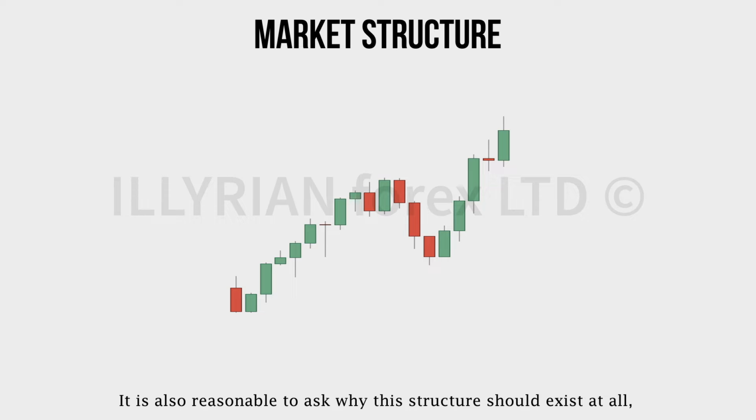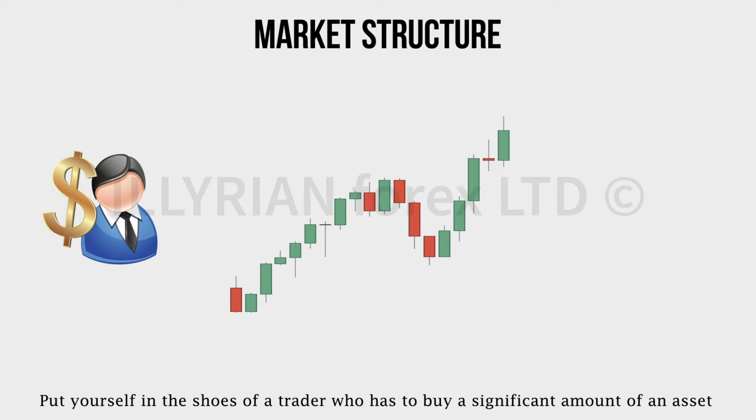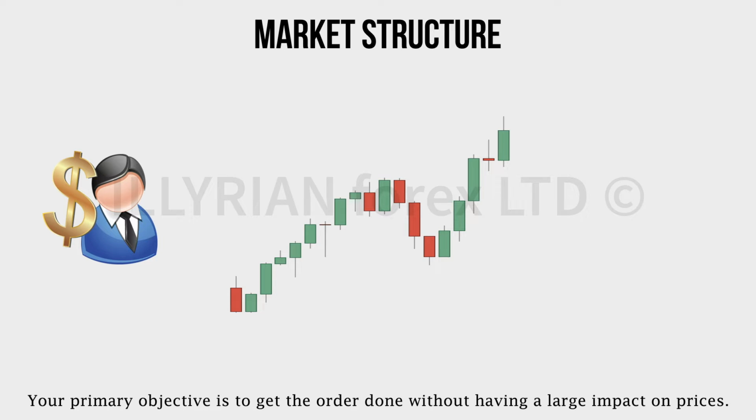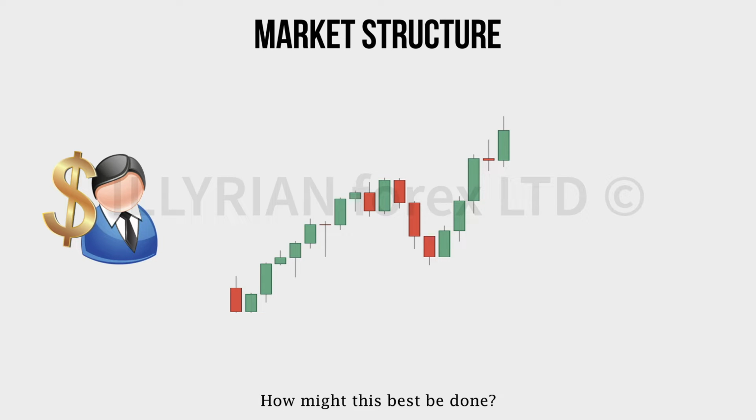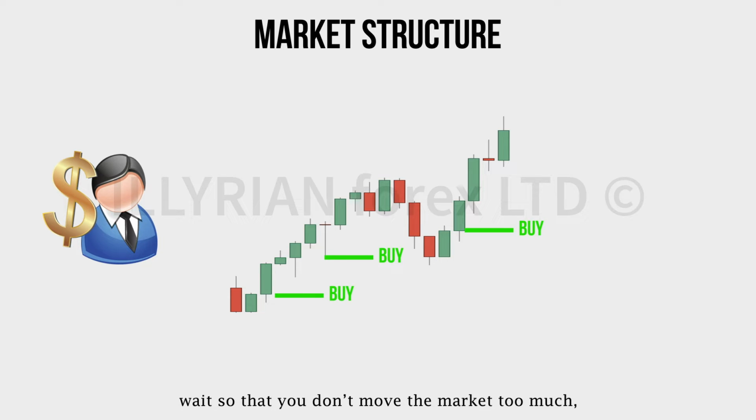It is also reasonable to ask why this structure should exist at all, and there are several possible answers. Put yourself in the shoes of a trader who has to buy a significant amount of an asset in a very short time. Your primary objective is to get the order done without having a large impact on prices. How might this best be done? The best option in most cases is to buy a little bit, wait so that you don't move the market too much, then buy some more, and repeat until the order is completely filled. This is how good execution traders work large orders.